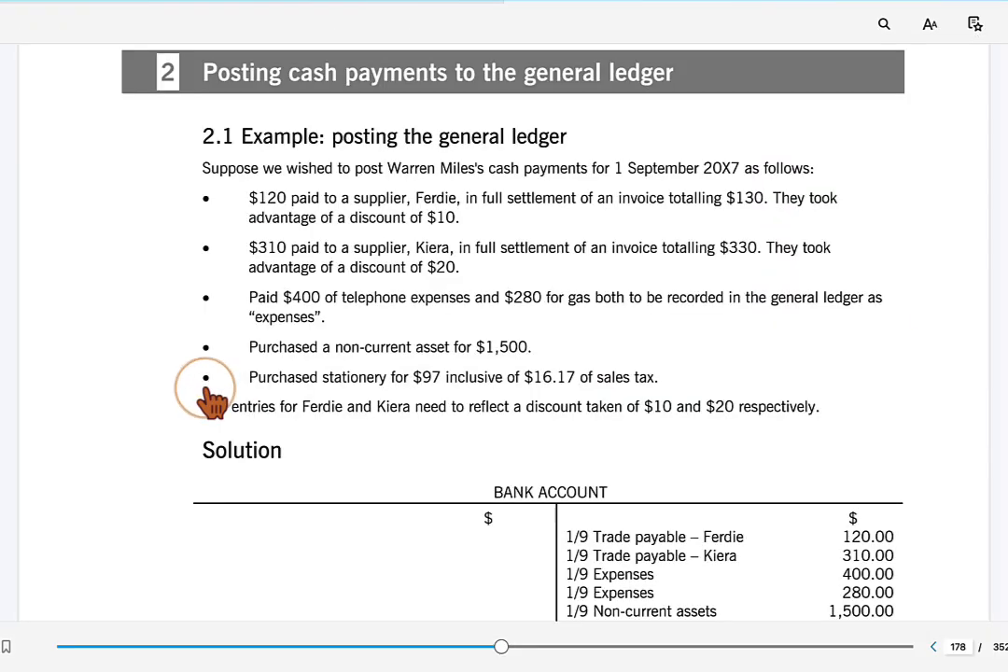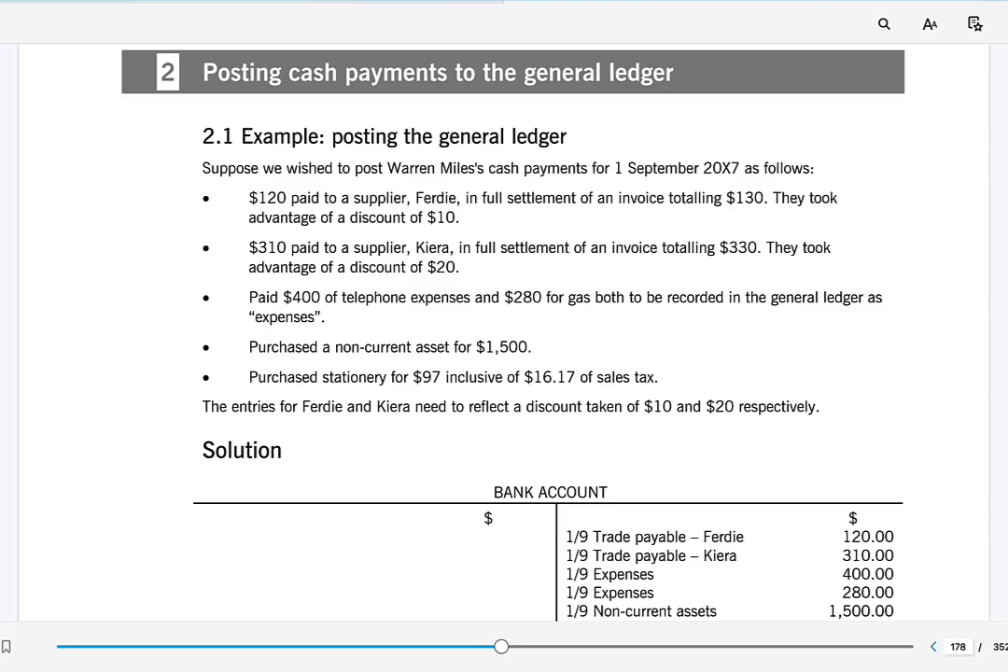Transaction 5. Stationery purchase. Price includes sales tax. Information given. Libra purchased stationery for $97. This amount is inclusive of sales tax of $16.17. This means the $97 includes two parts. One part is the real cost of stationery. The other part is sales tax. We must separate them because sales tax is not part of the stationery expense.